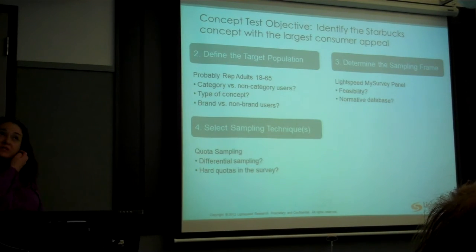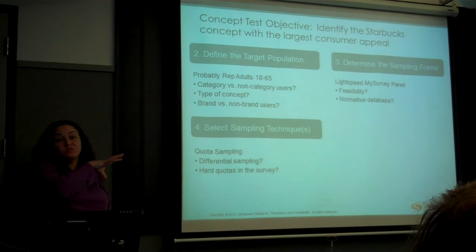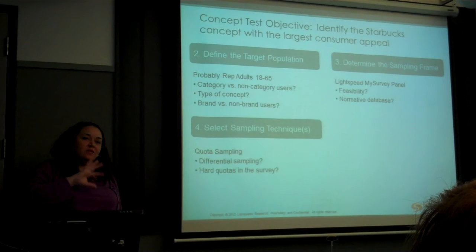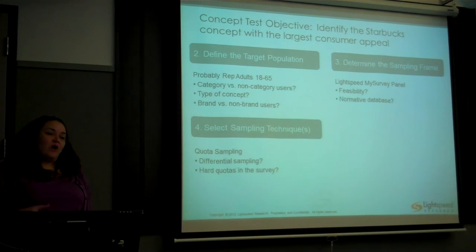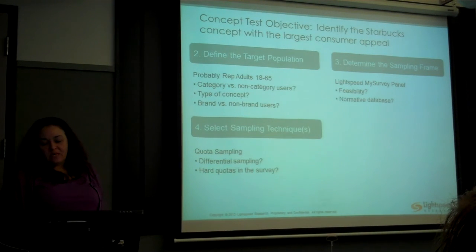Differential sampling is where you actually take into account response rate. So I know males respond at a lower rate than females, so I'll actually send out more male sample to start with than female sample. So hopefully then my completes come back looking with the right proportion of males and females. And hard quotas in the survey is where you're actually making sure you're going to get a certain number of people in different groups. So a lot of times it's demographically based. So maybe I want to make sure I'm getting a 50-50 male-female split, or that my age distribution is right for my sample. So a lot of things to think about with sampling technique, but our main technique is quota sampling.